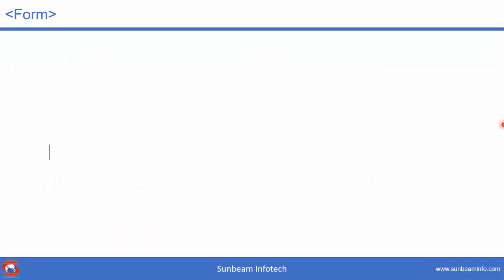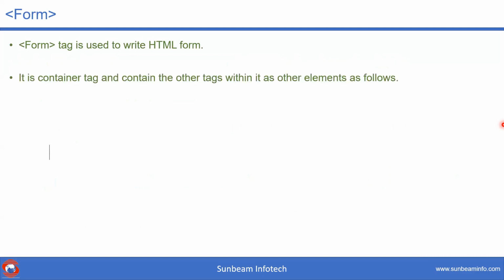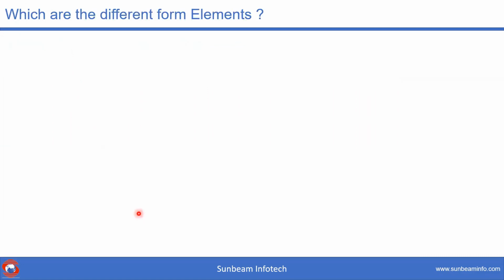Form, basically the form tag. The form tag is used to write an HTML form. It is a container tag and contains other tags within it as other elements, as follows. Basically, what I have done is I have written a form tag, or rather I would call it an opening form tag, and this is a closing form tag. And within this I have mentioned some elements like element 1, element 2, and it can go on as long as you want, so it is like element n.